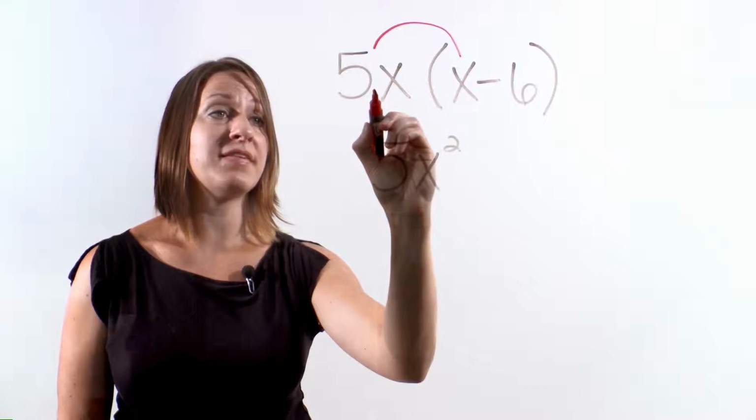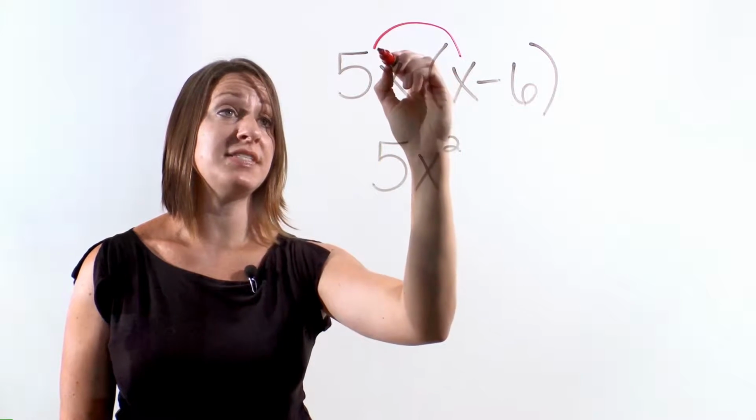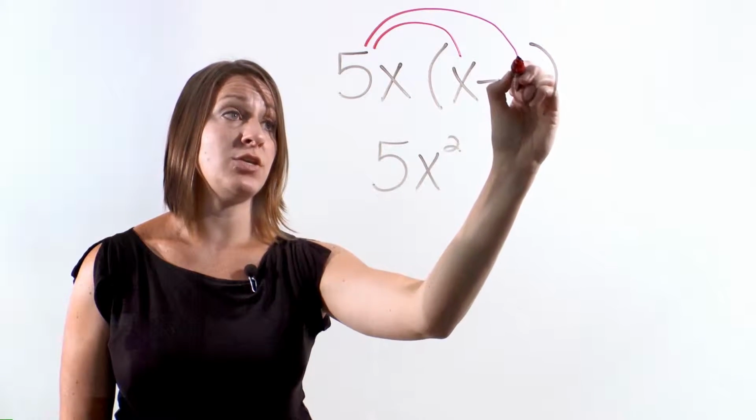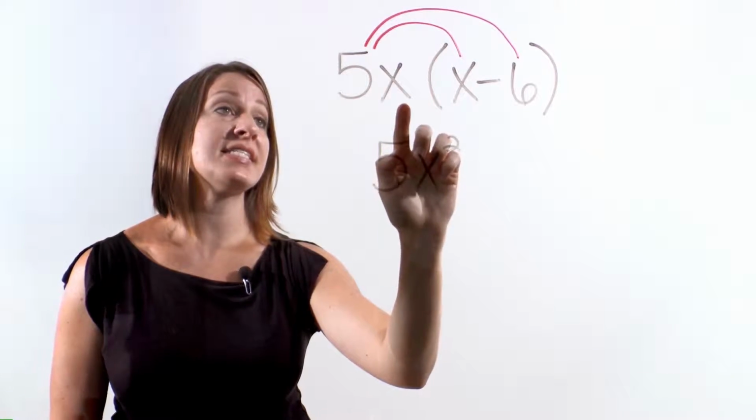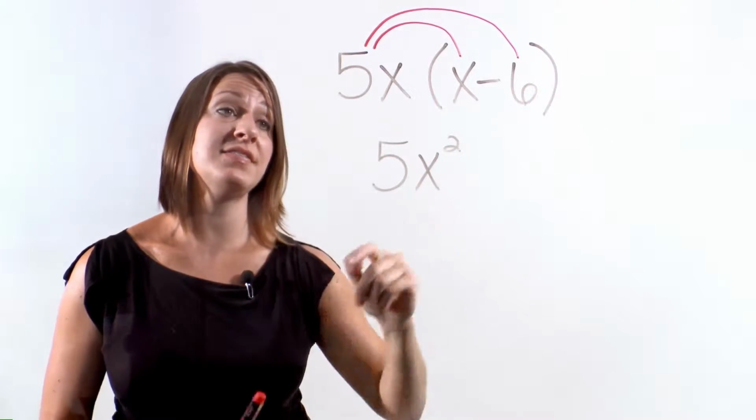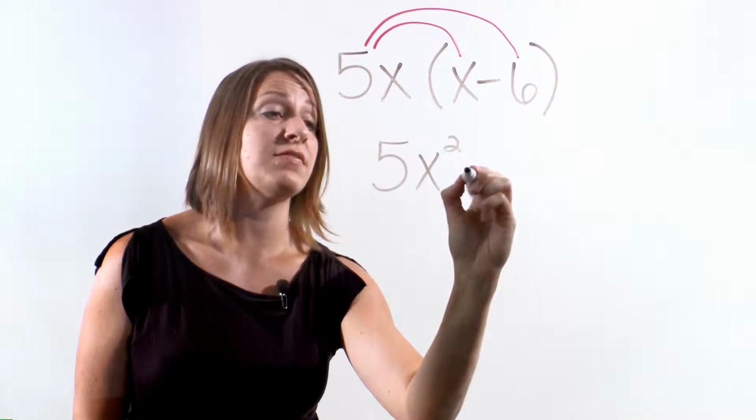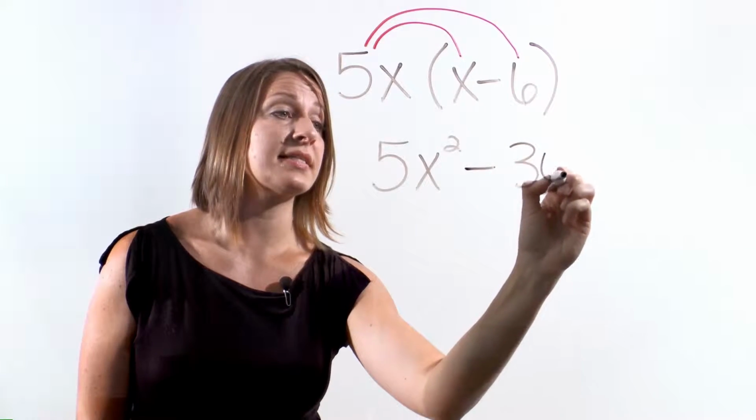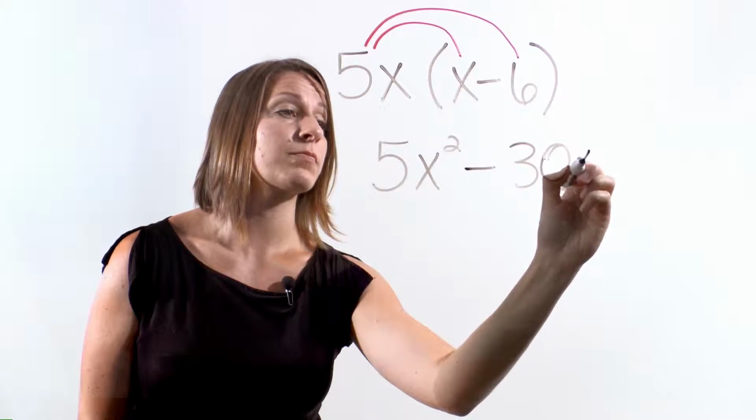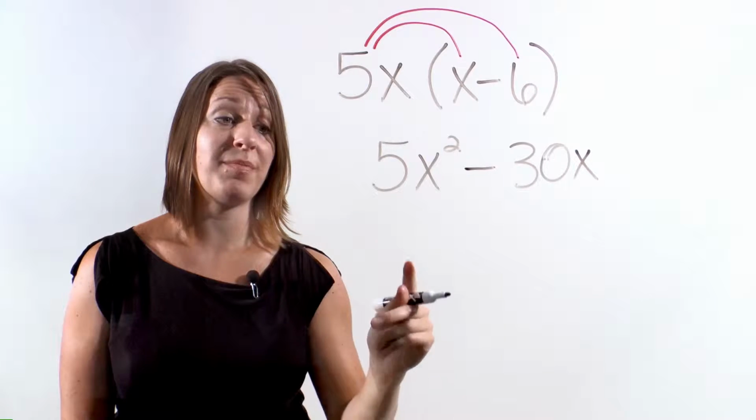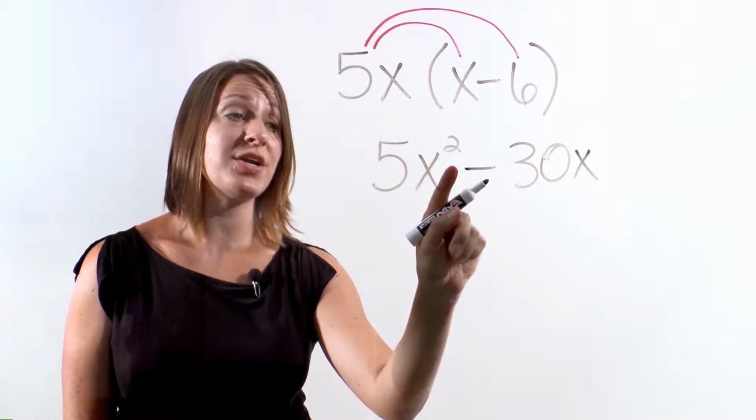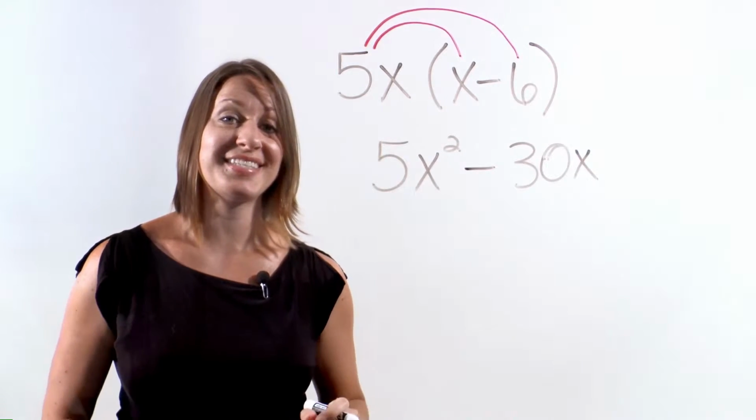Next, we're going to multiply the 5x times the negative 6. And again, you can draw the second line if that helps. 5x times the negative 6 is a negative 30x. The answer to this multiplication problem is 5x squared minus 30x.